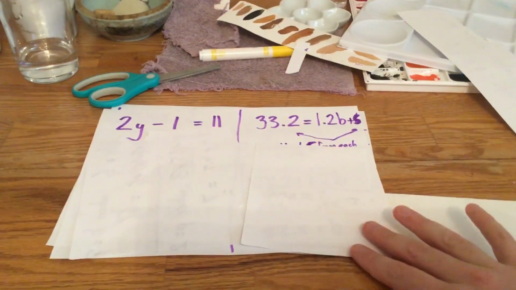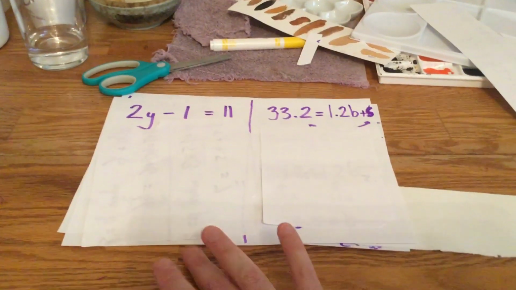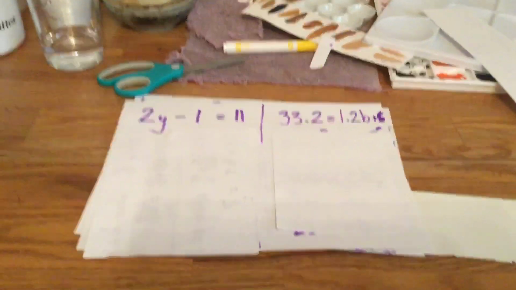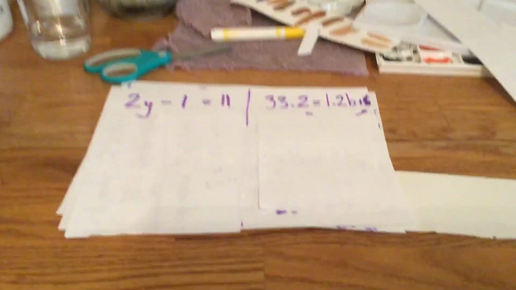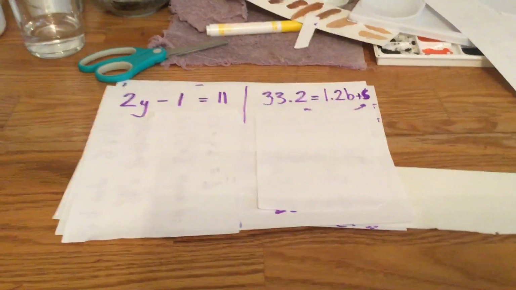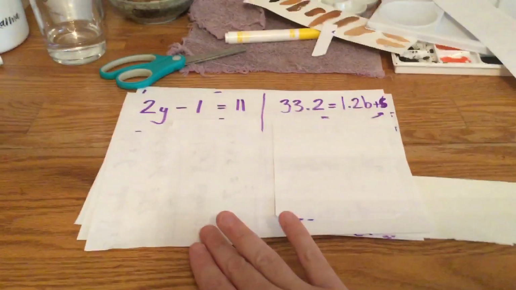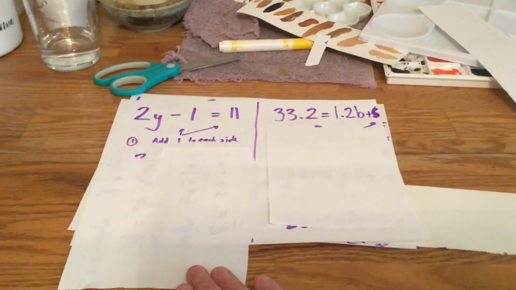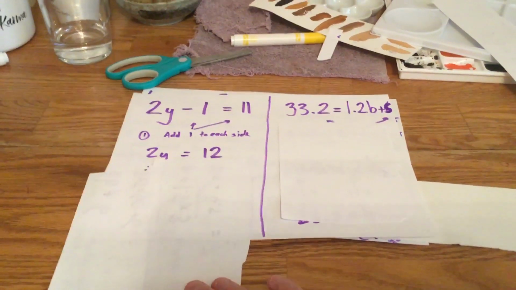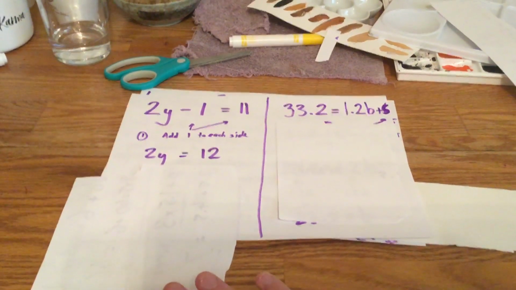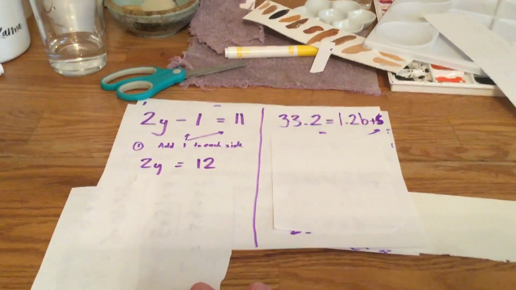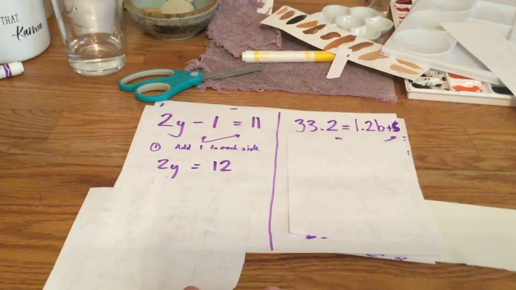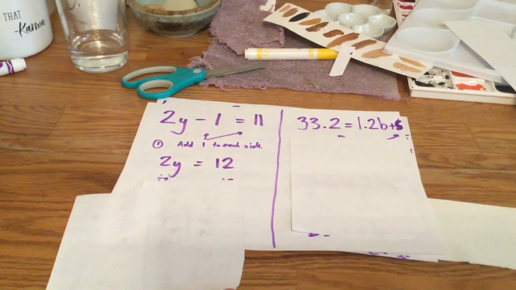Okay, let's take a little look at some inspection quickly. On the left, 2y take away 1 is 11. The first thing I need to do is get rid of the subtract 1. How do I get rid of subtract 1? Well, I need to add 1 to each side, because if I add 1 to the left, I have to add 1 to the right. So my take away 1 disappears because I've added 1, but I had to add 1 on the right hand side to balance it. So now I'm left with 2y is equal to 12.